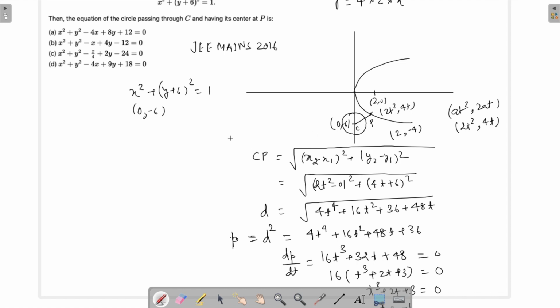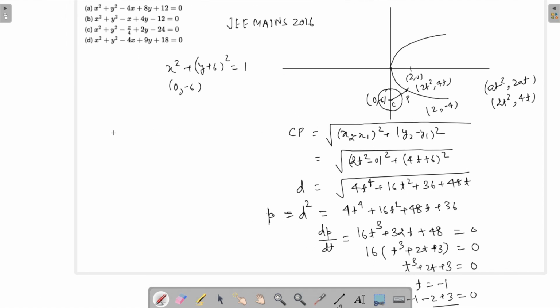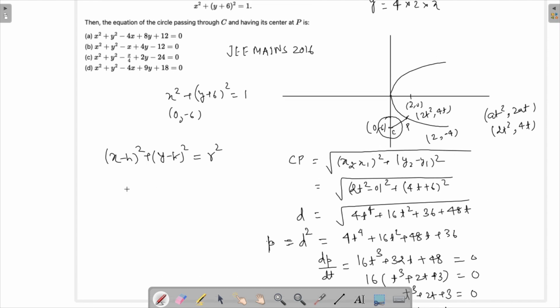Now I know that a circle whose center is at h comma k has the equation x minus h whole squared plus y minus k whole squared equals r square, where r is the radius, right? So in this case, we'll have to substitute these values. So I'll have to say this is x minus 2 whole squared plus y plus 4 whole squared equals r square. So I don't know the value of r, but there is another piece of information given that this passes through C.